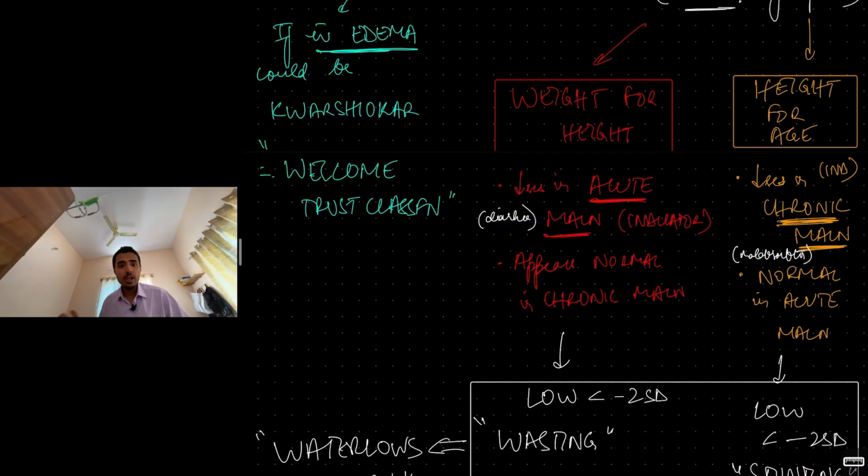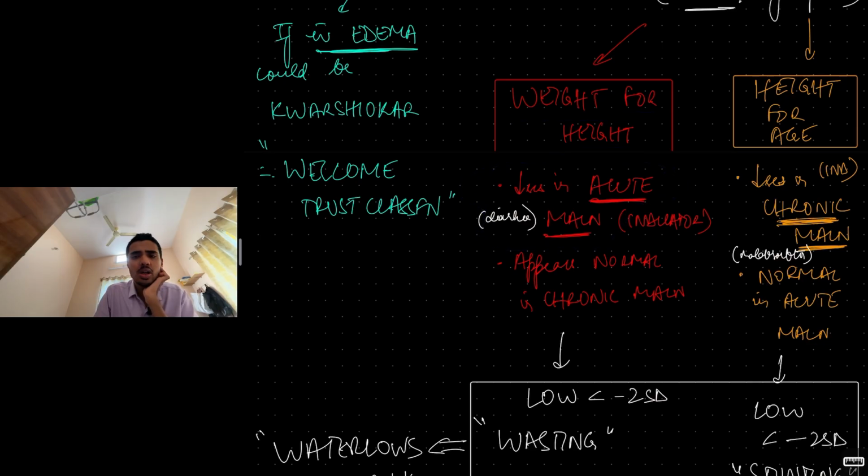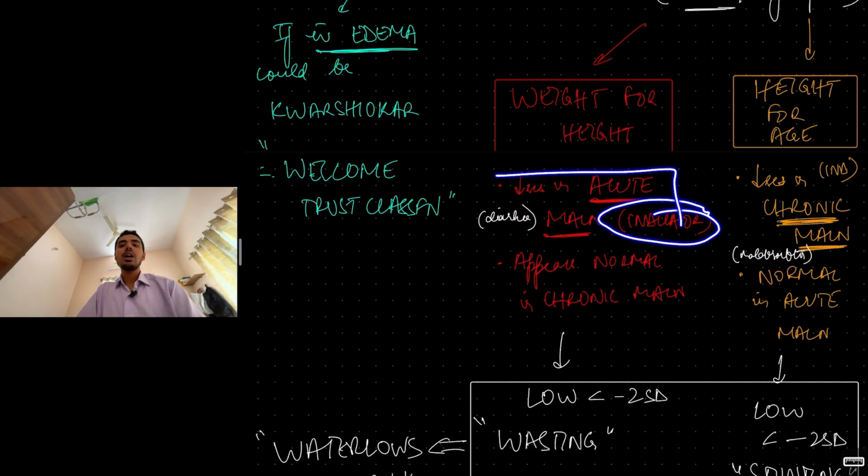Do you think height of the child will suddenly decrease? No. Weight will obviously decrease when there is acute malnutrition. But do you think height of the child will decrease? No. So this is the principle. Weight for height will decrease in acute malnutrition. Why? Because height is not changing in acute malnutrition, but weight will obviously decrease. So weight for height is the best indicator for acute malnutrition.